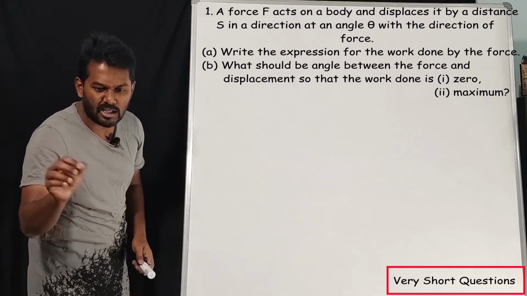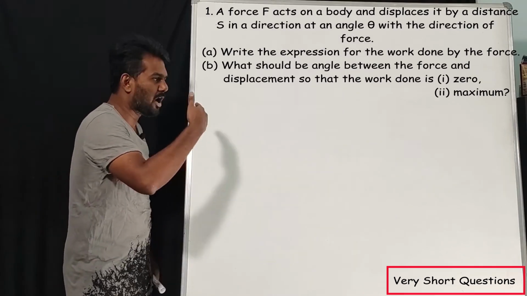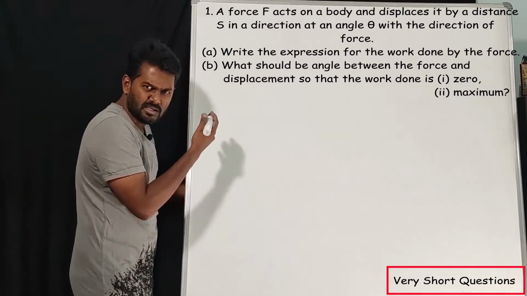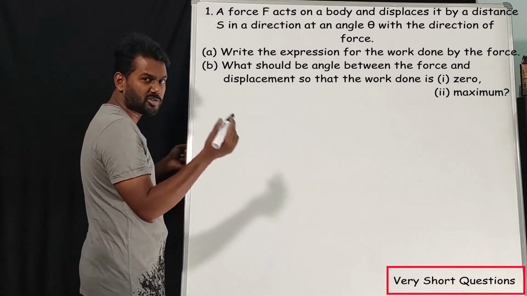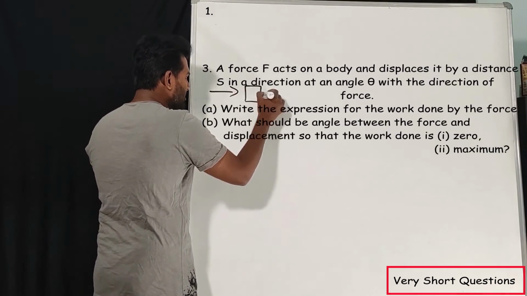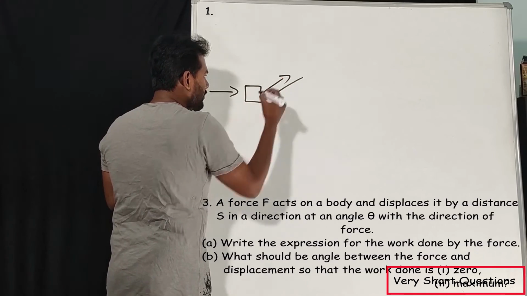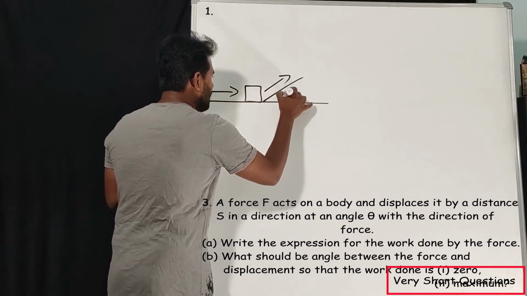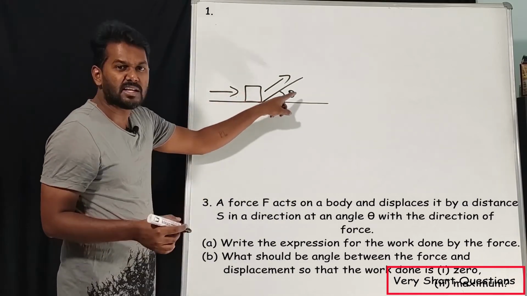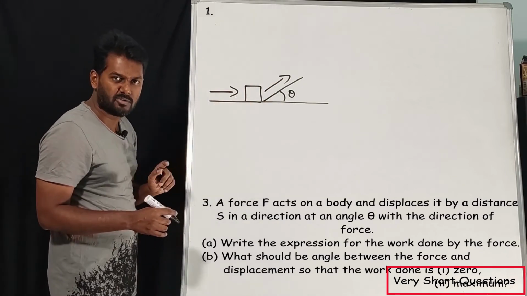Okay, listen. First, write the expression for work done by a force. They are telling force is applied and the object is moving and there is an angle between them. Now, I'll take the same example as the previous question. Listen, I am applying a force in this direction. Instead of moving in this direction, assume there is an inclined plane and the object is going to move in this direction. So they are telling your force is applied in one direction and there is an angle theta between the force applied and the displacement. So what is the expression we are going to use?